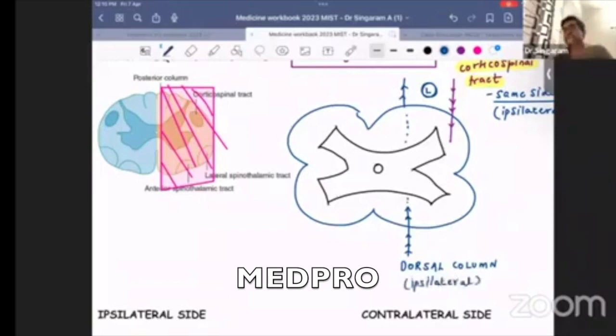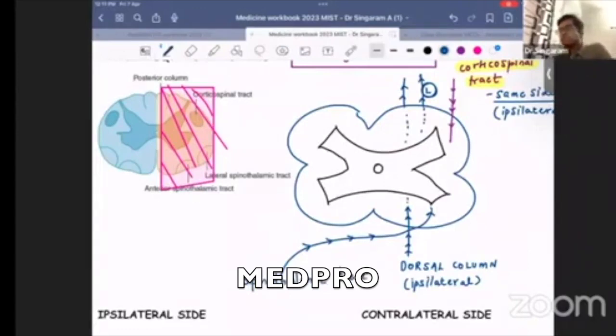What is the another ascending tract which is going like this? It is also going above like this. What I'm trying to tell you, it is something which comes from the opposite side, crosses at the level of the spinal cord, and then goes above like this. So that means this tract, if I'm saying on the left side, it is carrying the sensation from the opposite side of the body. What is the tract? It is the spinothalamic tract. Correct?